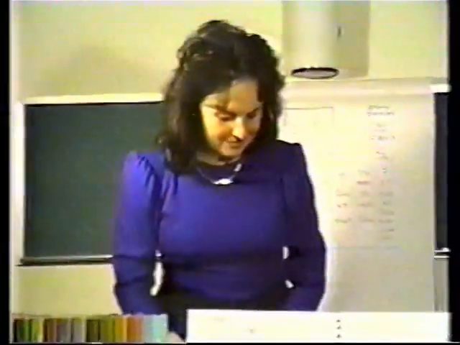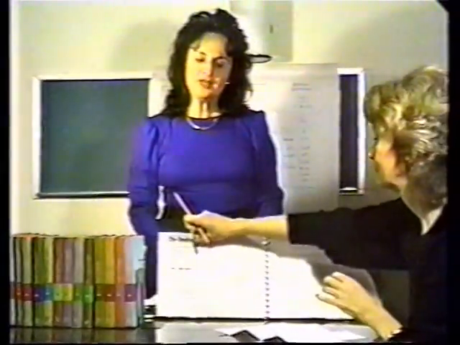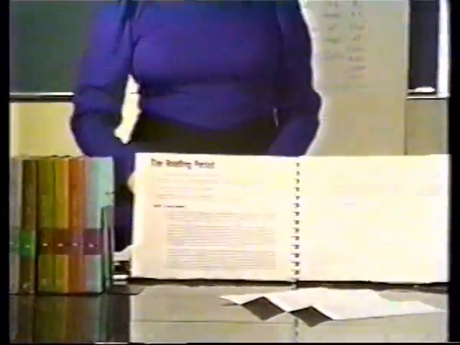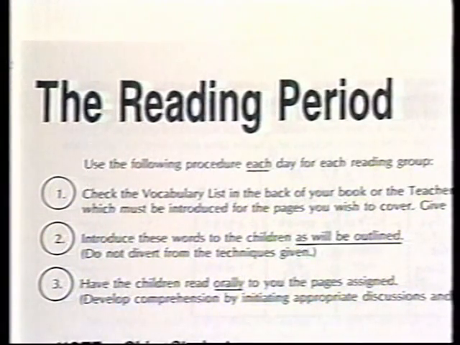Now let's begin. When your class is ready to begin reading, the reading period will now be divided into 3 activities. And if you will read along with Noreen, the first activity is: Check the vocabulary list in the back of your book or the teacher's manual and write on the chalkboard the new words which must be introduced for the pages you wish to cover. Give each child a mimeograph copy of this word list. And we have prepared a list so that you know how that works.